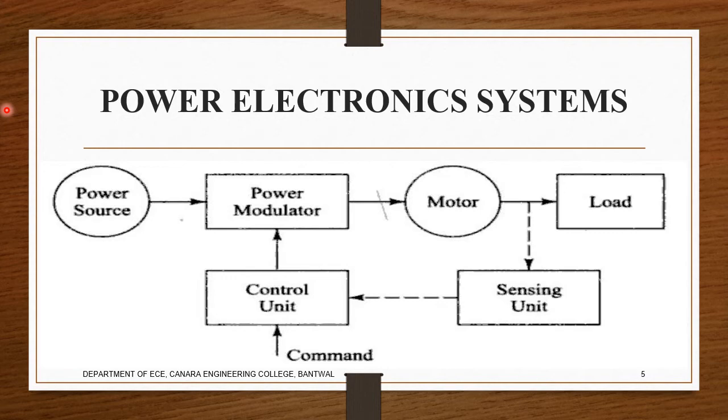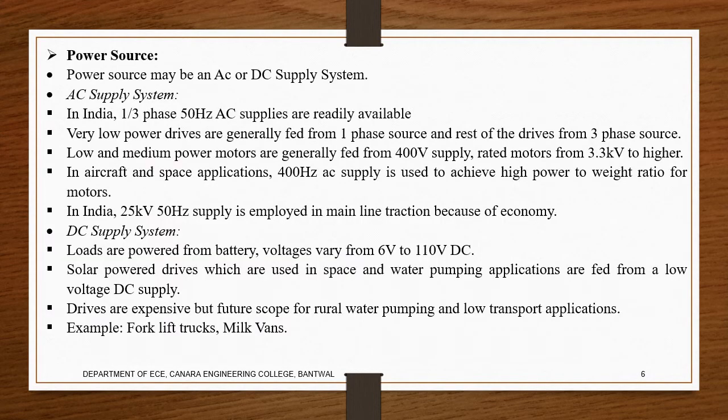At first we look into what we mean by power source. Usually a power source may be classified into an AC or a DC supply system. In an AC supply system, taking what is happening in India, it may be single phase or three phase, of 50 hertz AC supply, which is readily available.